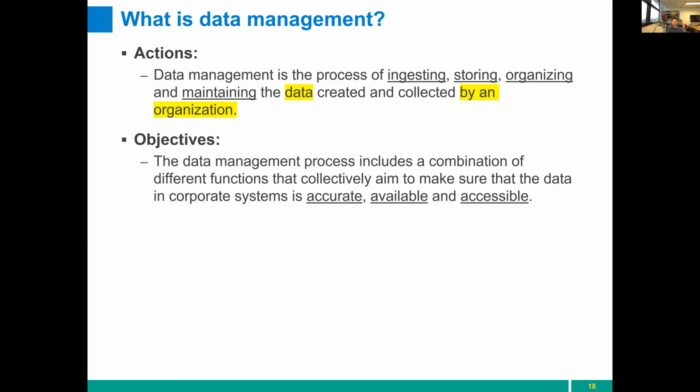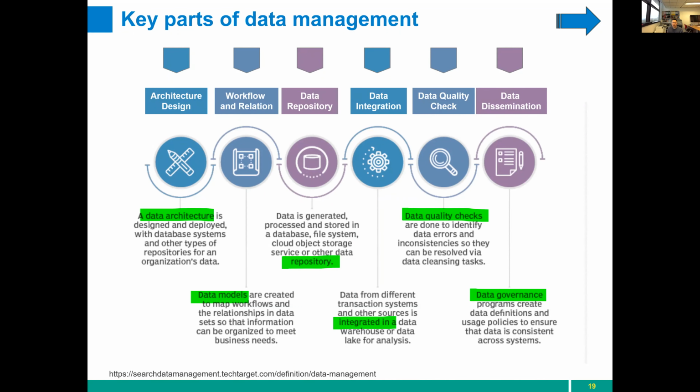Now, if I expand this a little bit further, what are the key components in data management? These are probably the few things I expect you to see in your own research work. Number one, we need to have a data architecture, the structure of your data. It's not simply about how many columns and rows you have. A data architecture is designed and deployed with a database system and other types of repository. So you need to find a way to have an overview. I will have a few slides to describe this. So number one, architecture design.